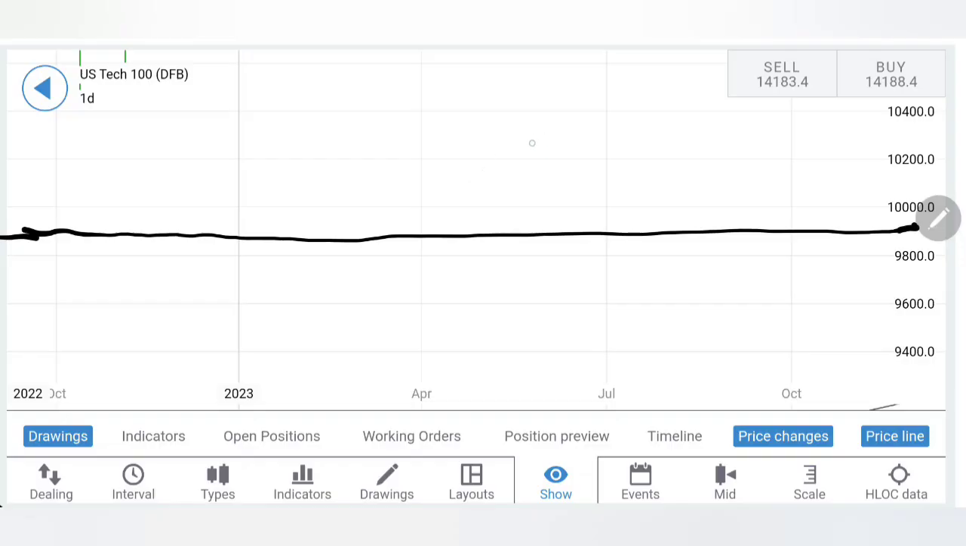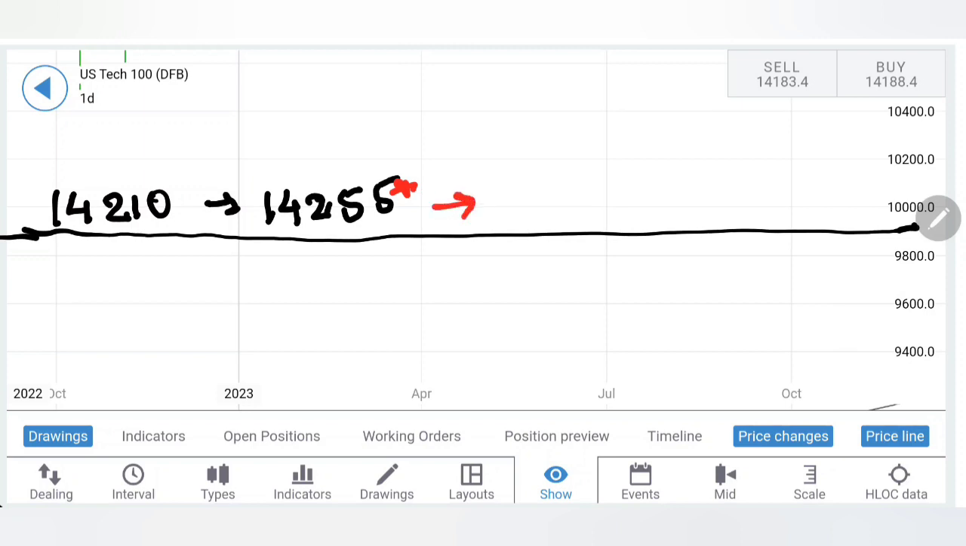Now let's talk about the levels to buy. I will recommend you to buy here Tech 100 at 14,210. Expect 14,255 at the first, and a major hurdle which it needs to break past. This is going to remain critical. Then I will look forward, as I said, to 14,330 and 14,360 levels. This is going to be a very good resistance zone on the upside.